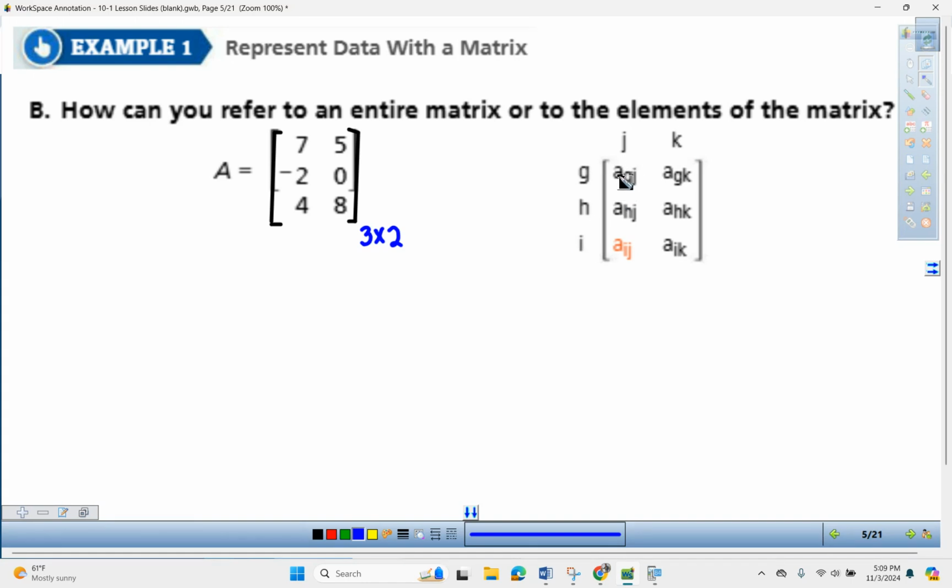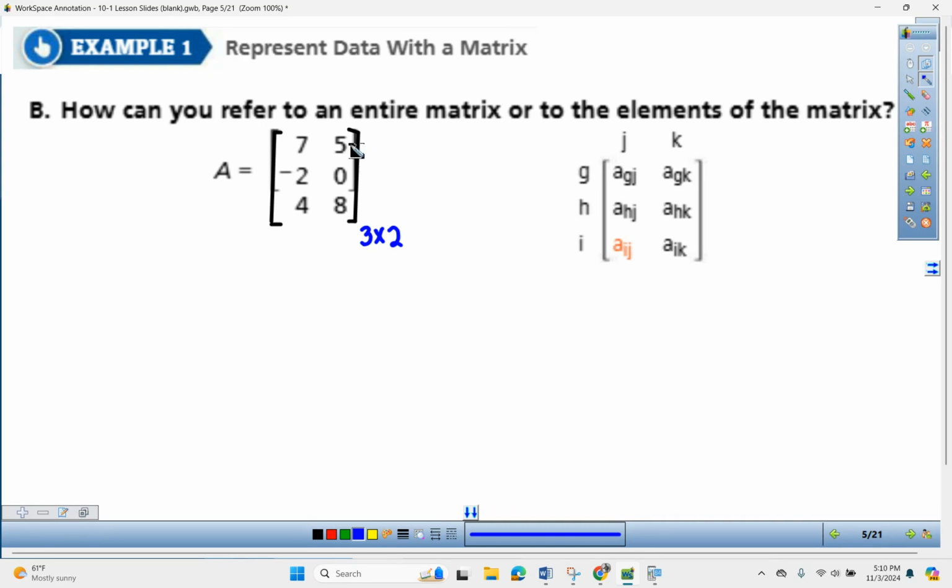This element right here would be the element in the G row and the J column. Okay, so the GJ element. And this would be the GK element. This would be the HJ element. So the 4 in this matrix is the AIJ element. So it's the A standing for the 4 and the IJ being the position. Now, more often than not, I would say this is the 3, 2, the third row, second column element. Okay, but we'll come back around to that.